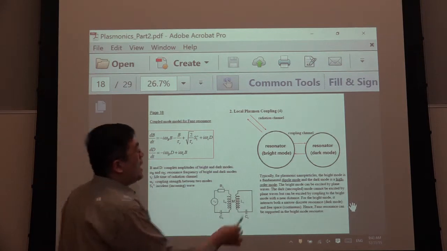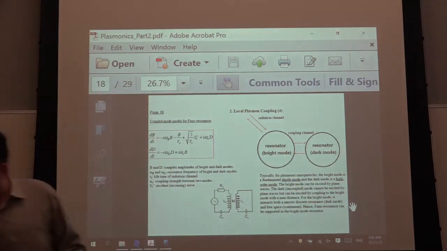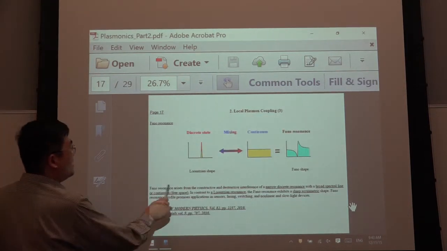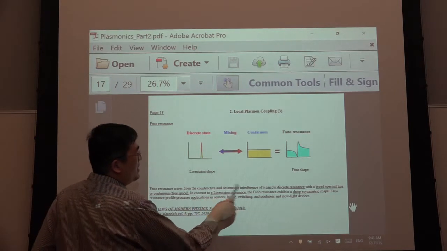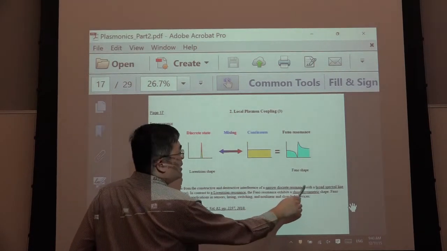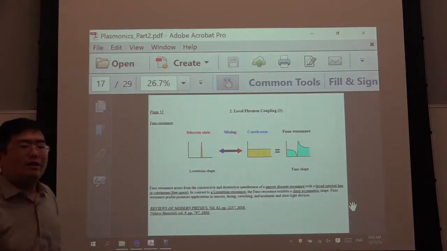It's a wider resonance coupled to a narrow one. This is the standard definition. You can read this. Fano resonance is constructive or destructive interference. This is the first thing. Another is a narrow discrete resonance and a broad spectral line, a continuum. Okay, this is a definition.